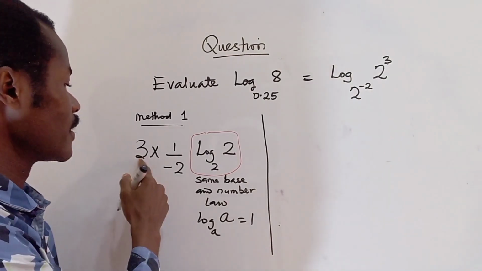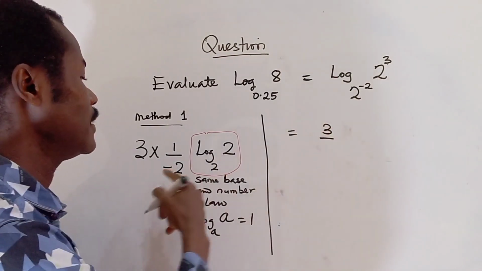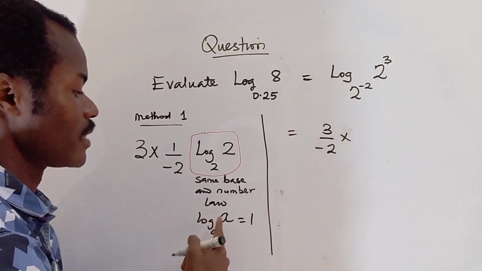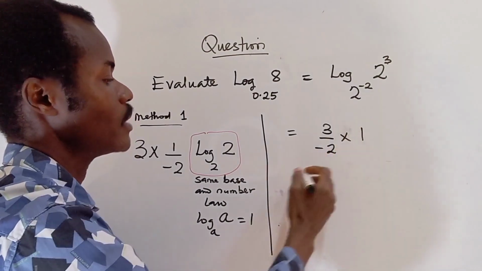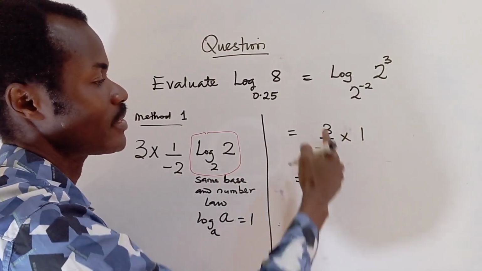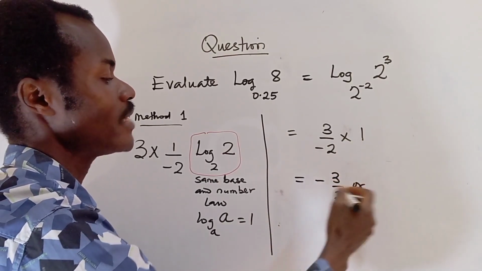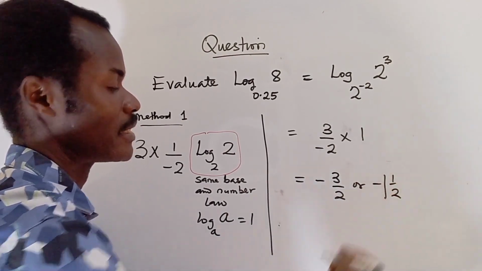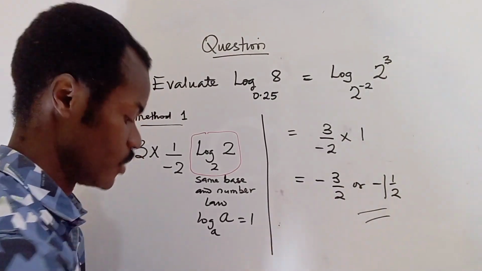So we are going to have 3 times 1 here. We have 3 divided by minus 2 times 1. Now this looks like this, so we can replace it with 1, so times 1. So our answer is going to be minus 3 over 2. You can write your answer in this form, or you can write it in mixed fractional form. So this gives us the solution to this.